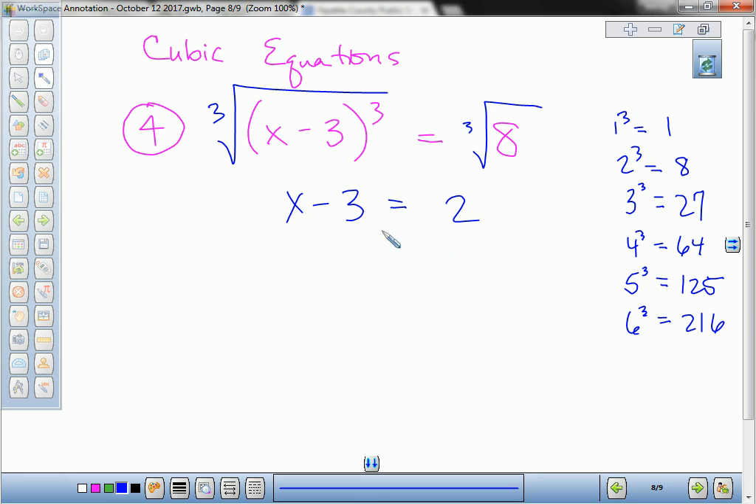All right, so to continue solving this, we would just add 3 to both sides. And we get x equals 5. Something. Don't write this down.